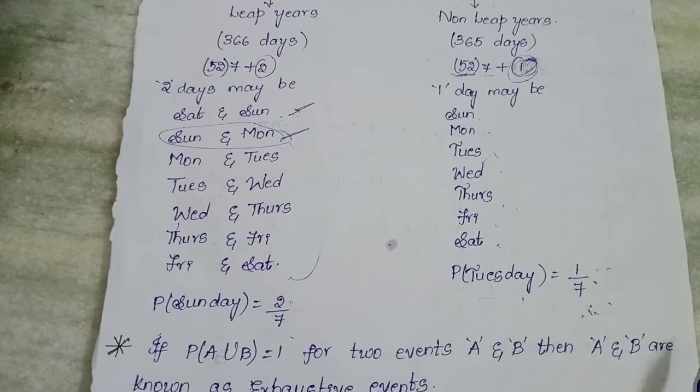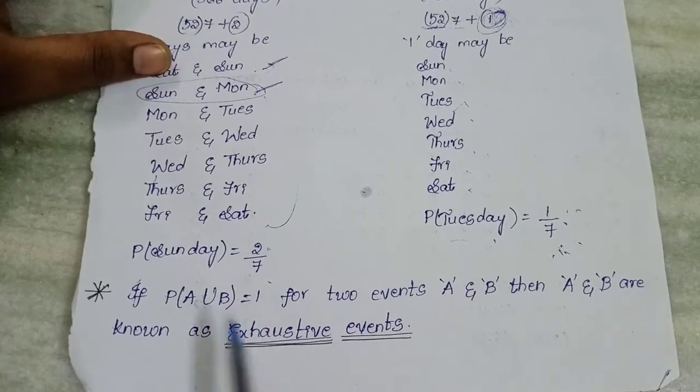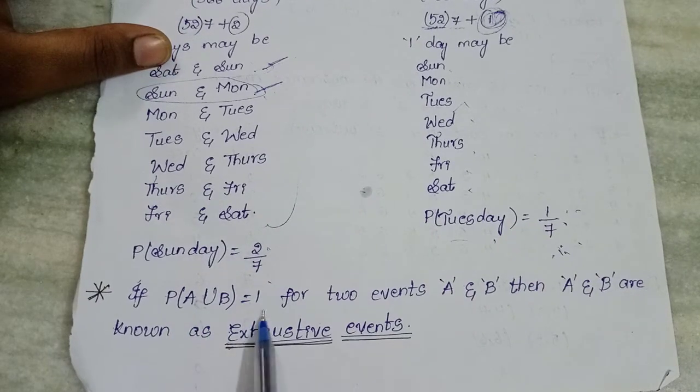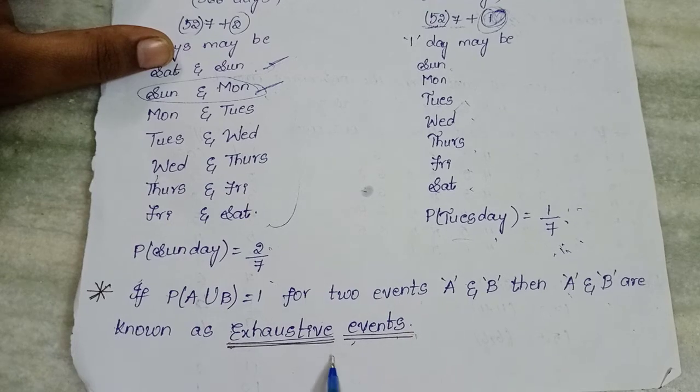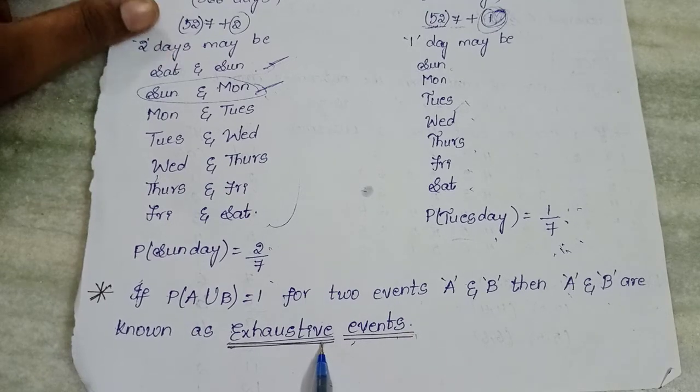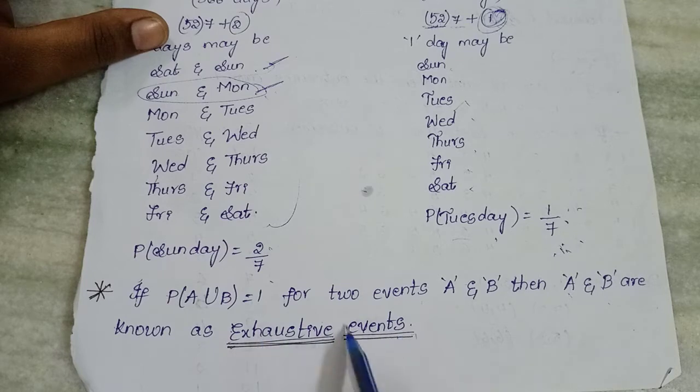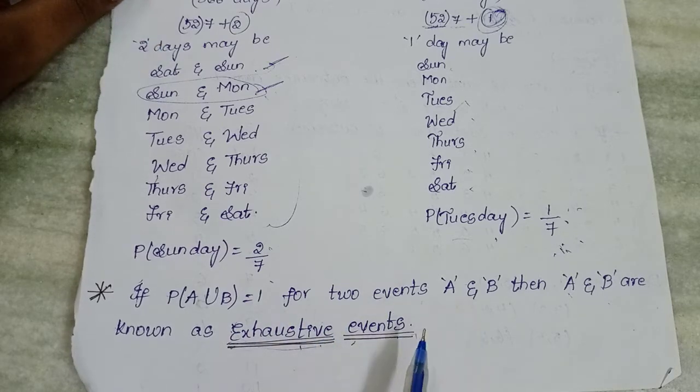So 1/7. If probability of A union B is equal to 1 for two events A and B, then A and B are known as exhaustive events. Means all the possible outcomes are included. So it is known as exhaustive events.